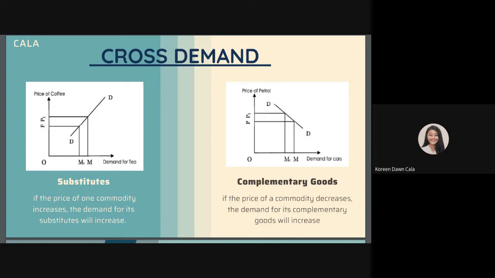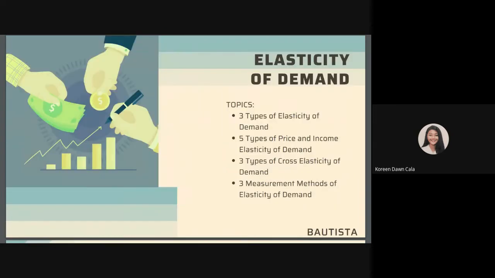As for complementary goods, when the price of a good increases, the demand for an item closely associated to it or necessary for its consumption decreases because the demand for the main good has also dropped. On the graph, we can see the price of petrol on the y-axis and demand for a car on the x-axis. As the price of petrol decreased, the demand for cars increased, therefore showing an inverse or negative relationship. And that would be all for my part. Let us now move on to the next report.